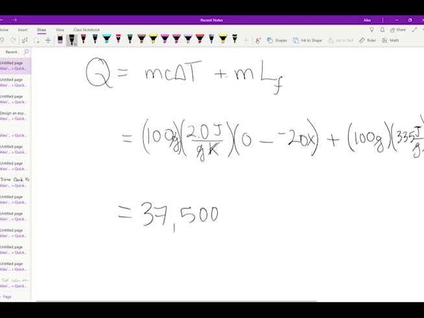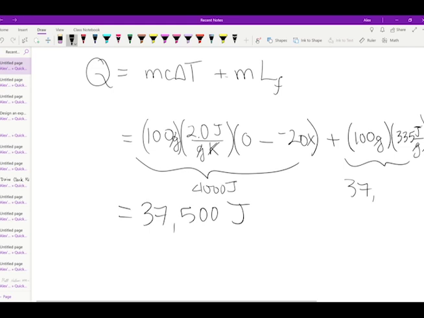So we just now plug and chug. We're going to get 100 times 2, which is 200, times 20, plus 100 times 335, which is 37,500. That's a lot of energy.